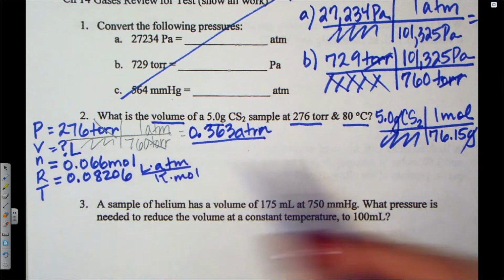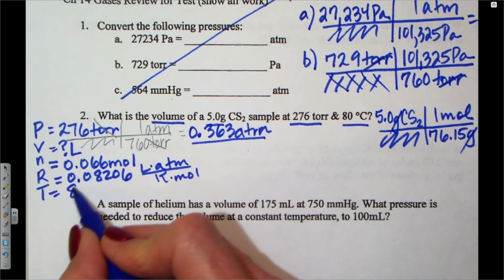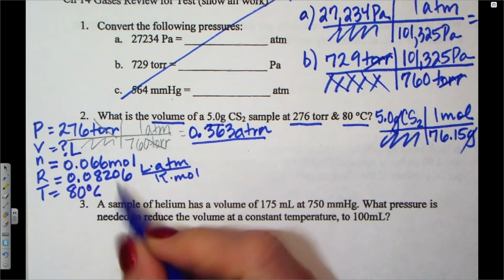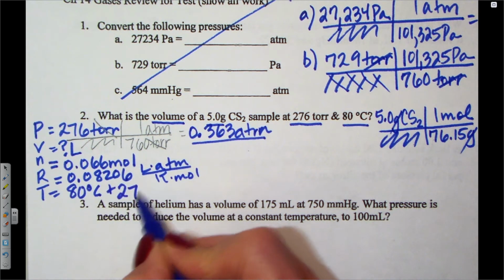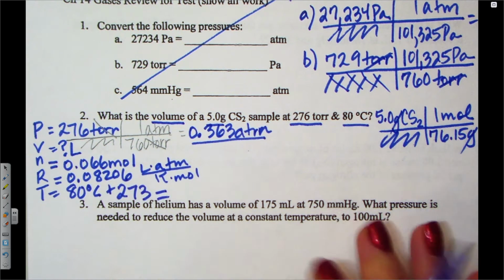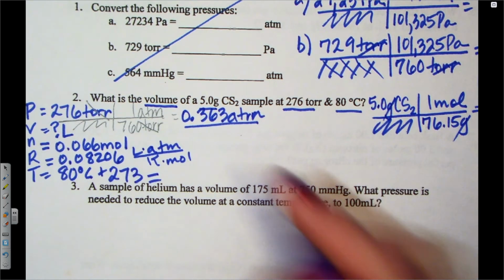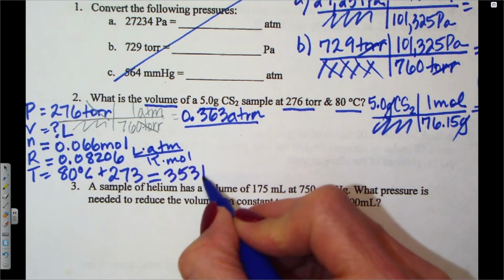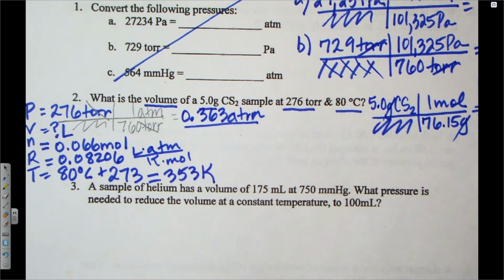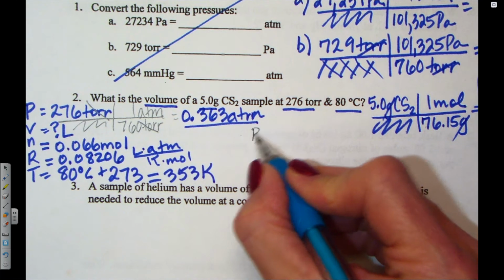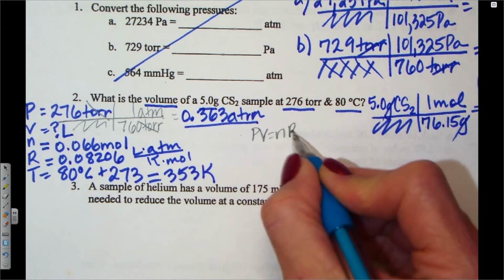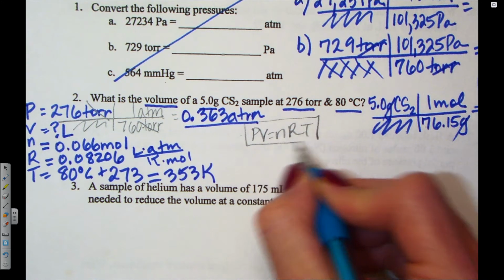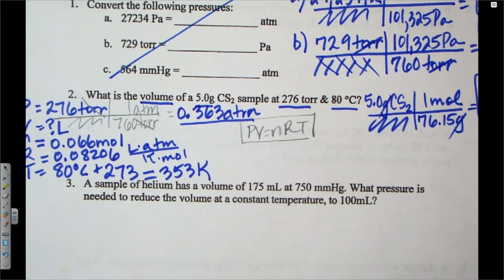And then the temperature is 80 degrees Celsius. Now remember, for all gas laws, you have to convert to Kelvin. So that's true for any gas law. So we're going to add 80 plus 273, and that gives me 353 Kelvin. So now that all of our units are correct, we're going to be able to plug into the ideal gas law, PV equals nRT. Remember to always write your blank formula and then show me how you plugged into it.